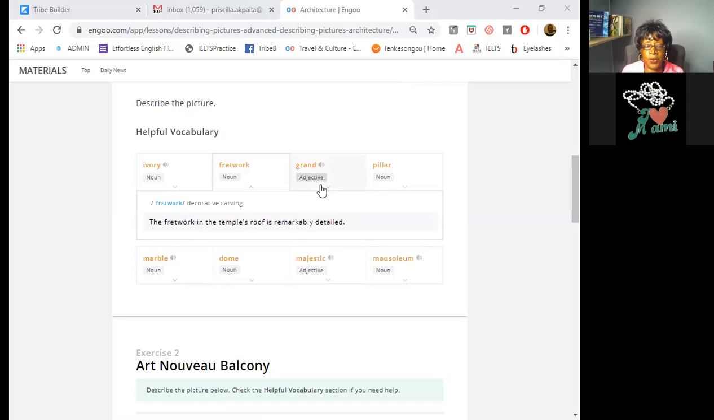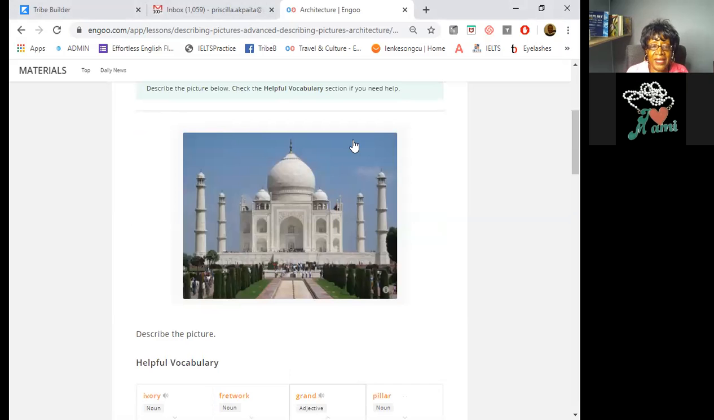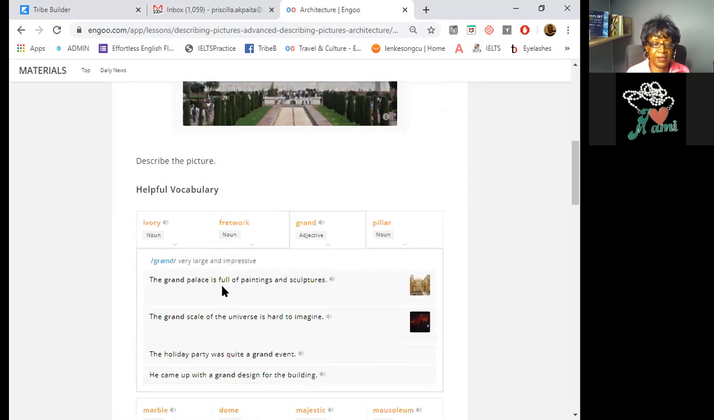Okay. Grand. Do you know what grand means? No, teacher, all words is today's hard. Okay. So let's look at each of the words individually. Grand means very large and impressive. Like this is a very grand temple. I believe that in Iraq or in your area, you have a grand mosque. It's a huge building or a huge temple. Is that right? Yeah. Okay, so that's what the word grand means. It means something very big. It's a grand palace. It's full of paintings and sculptures. The Grand Palace is full of paintings and sculptures. The grand scale of the universe is hard to imagine.